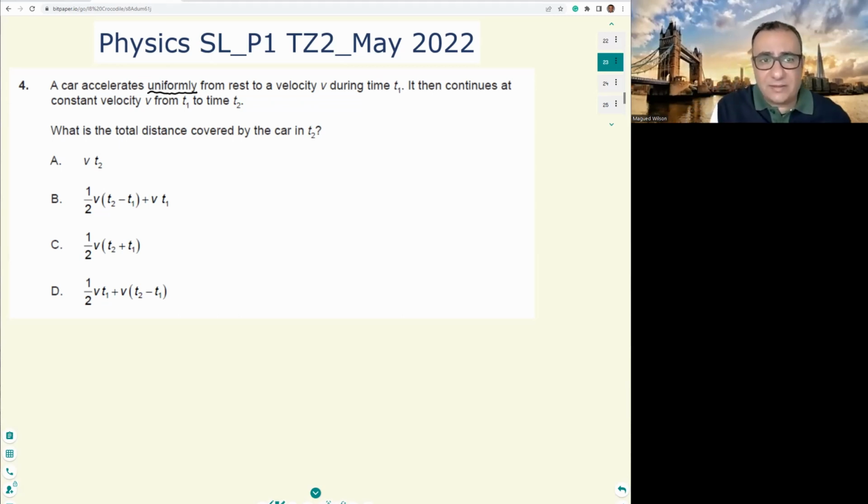From rest, this is the second keyword, which means the initial velocity is 0, right? So we can say u equals 0 meters per second. The initial velocity is 0, from rest, and until t1, from zero time until t1, basically we have a constant acceleration.